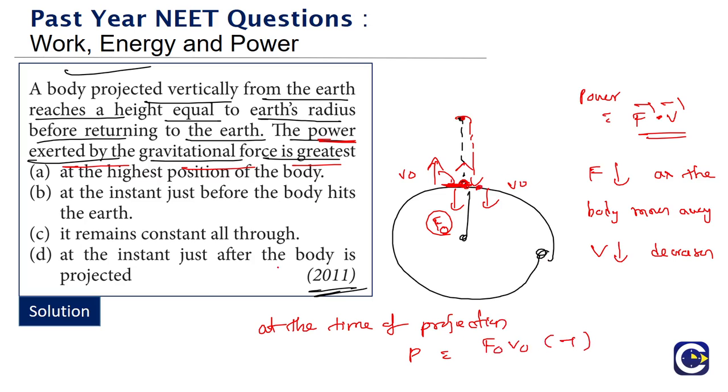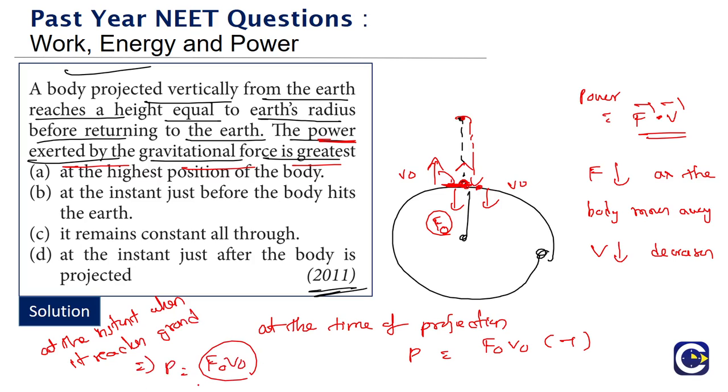When it is returning to the ground, at the instant when it reaches the ground, now look at the power. Here the velocity is down, force is also down, which means it will be F naught into v naught. So the power, they are asking when it will be highest or greatest. When it will be highest? At the instant just before the body is hitting the earth.